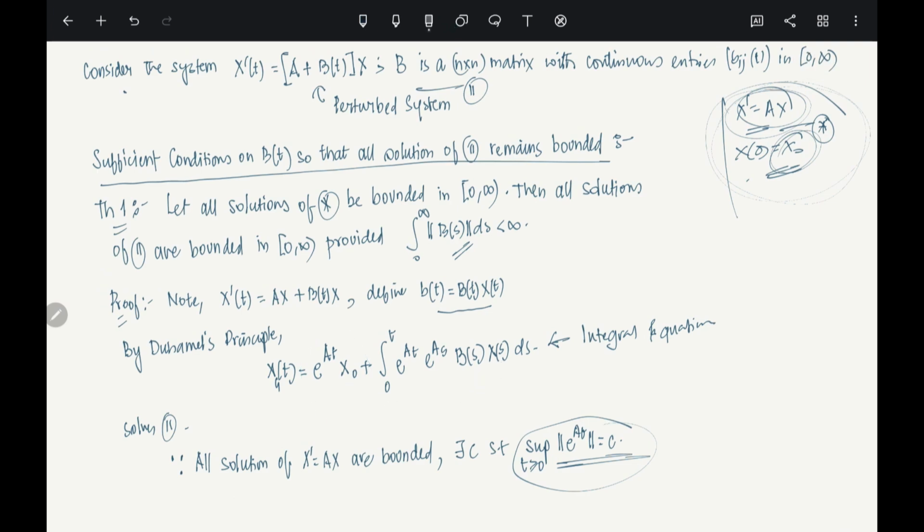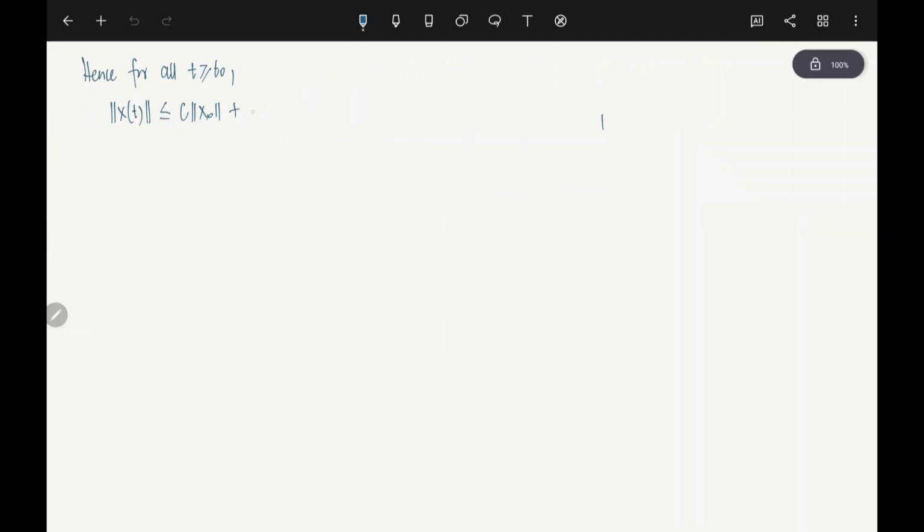So this x of t, if I take the norm on both sides, is again dominated by... one second, let me just see. Okay, sorry, e to the power at, the supremum is given by c. So this e to the power at, I can dominate it by c, right? So it becomes c times the integral from 0 to t naught of the norm of b of s, norm of x of s ds. This is the general solution. Yeah, you can write it like this.